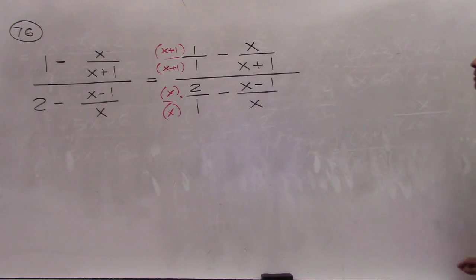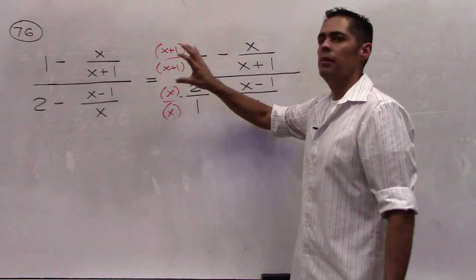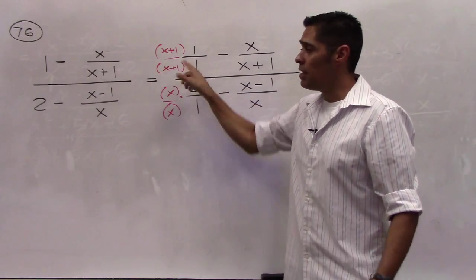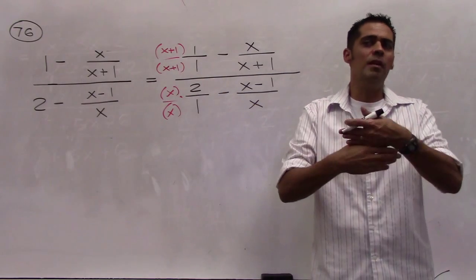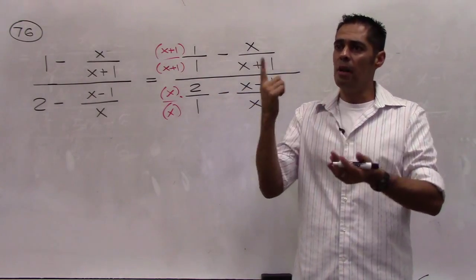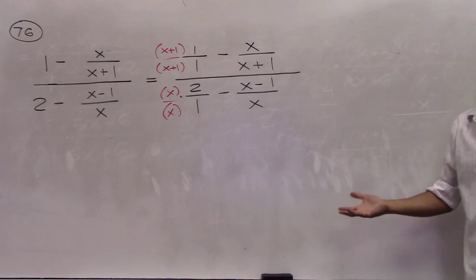Why is it okay to do that? Why can't I just put that in here? What is this? What's x plus 1 over x plus 1? It's really a 1, right? And multiplying anything by 1 leaves it the same.